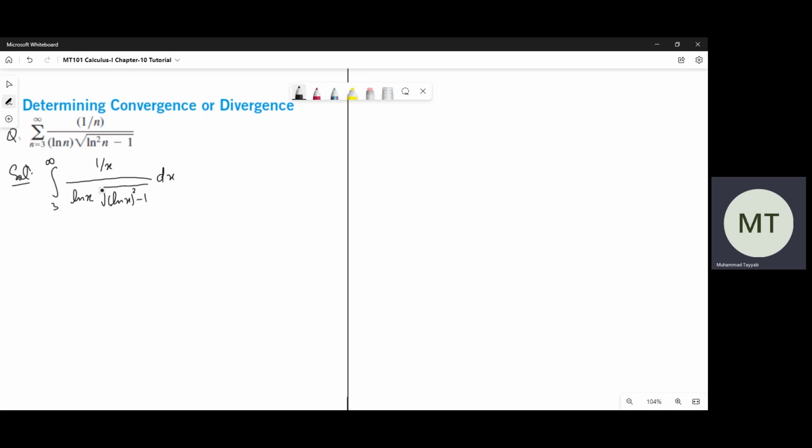Since this is not a trivial integral that we can directly integrate, we have to substitute some values. So let us make the substitution. Since this is natural log of x, and the derivative of natural log of x is 1 upon x, we can say that u is equal to natural log of x, and du is equal to 1 upon x dx. While making the substitution, the upper and lower limits are in terms of x, so once you transform in terms of u, you will simply substitute.